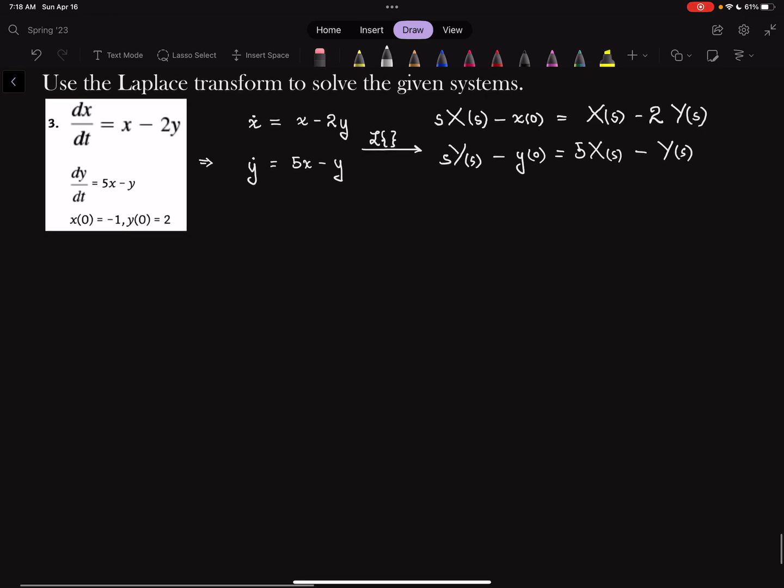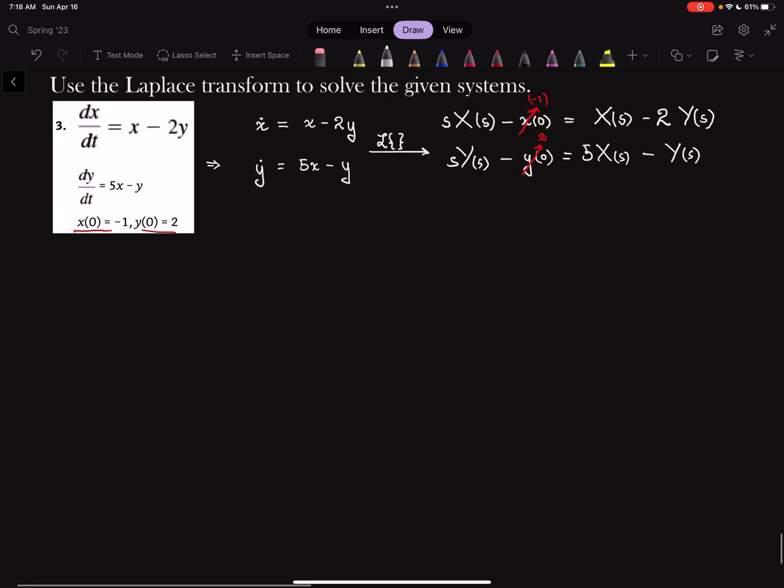Okay, so now that we have this, the first thing I would do is let's plug in these initial conditions. So this one is -1. So we'll plug that in. Remember that there's a negative in front. And this one is going to be a 2. Okay, so now we're going to try and solve for X and Y. And I'm going to drop the s's for the function notation to make it a little bit easier to read.